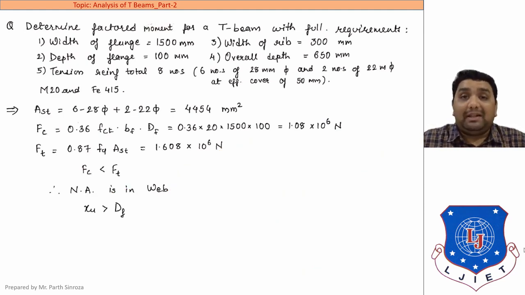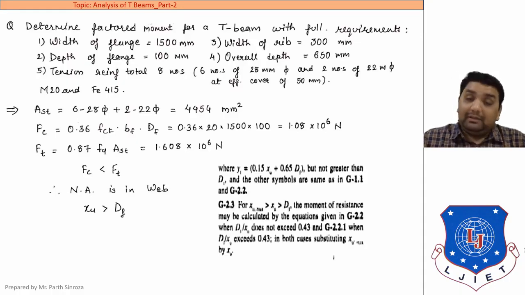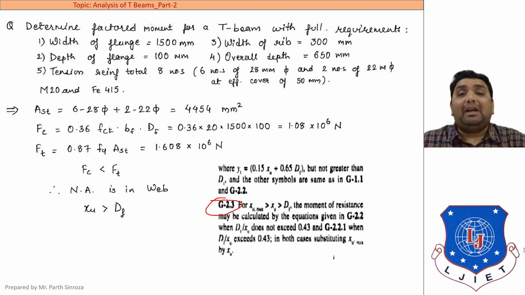From page number 96 of your IS code, you will be seeing this value. This value will be on the next page, that is page 97. So from page 97, now we will be referring to G 2.3. In the last video we referred to G 2.1 and 2.2. Now we will be referring to G 2.3. So first we will be looking at the statement.